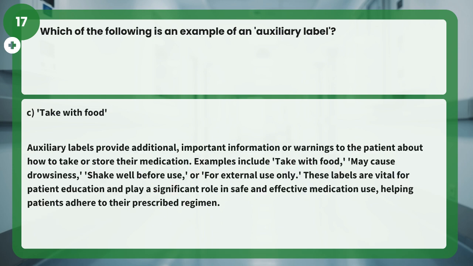Auxiliary labels provide additional, important information or warnings to the patient about how to take or store their medication. Examples include take with food, may cause drowsiness, shake well before use, or for external use only. These labels are vital for patient education and play a significant role in safe and effective medication use, helping patients adhere to their prescribed regimen.